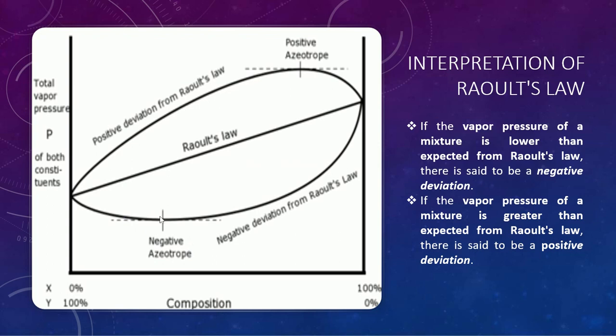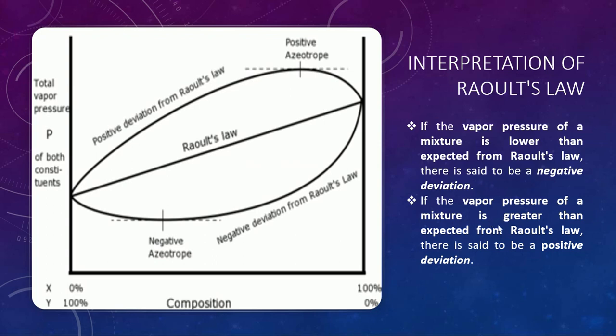When we are talking about negative azeotropes, they show negative deviation from Raoult's law. That means they are the maximum boiling type. What does that mean? When you see the equation of Raoult's law and you find that the vapor pressure of the mixture is actually lesser than what Raoult's law will predict, then there will be a negative deviation. That means the expected result from Raoult's law will be greater than what is actually observed.